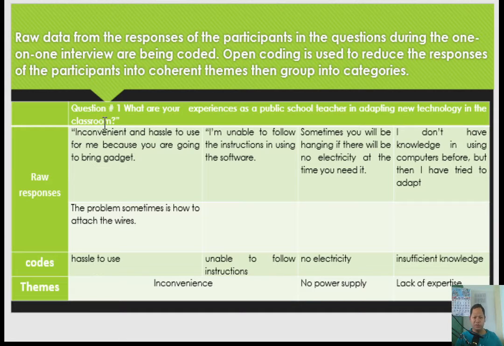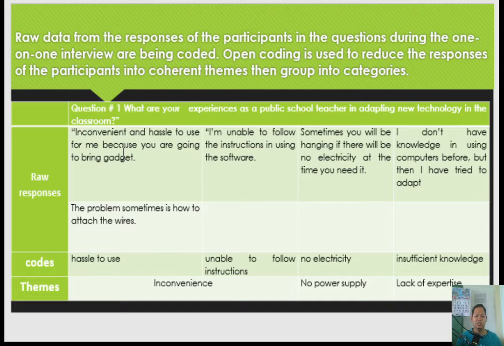So this is my research question number 1. What are your experiences as a public school teacher in adapting new technology in the classroom? So this is the research question. The responses of the participants based on the in-depth interview: inconvenient and hassle to use for me because we are going to bring gadgets. Then the problem sometimes is how to attach the wires. Then here, that's the raw responses.